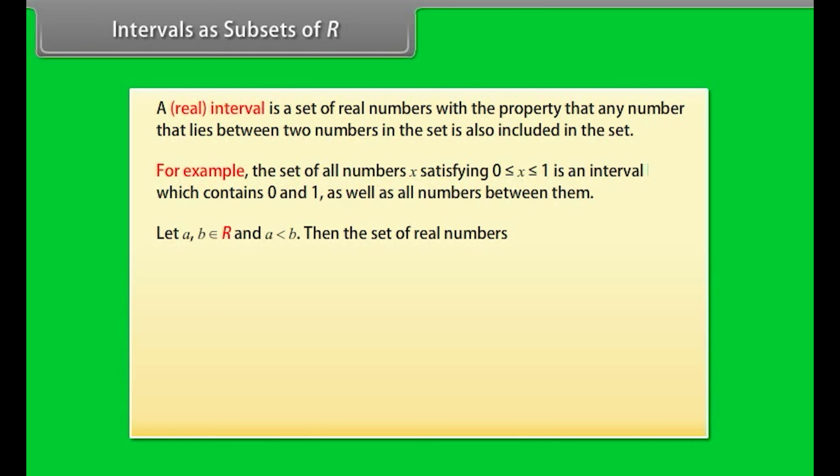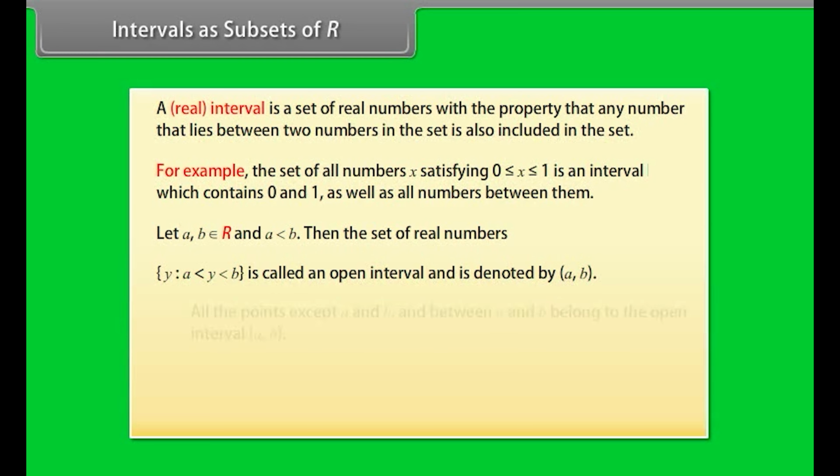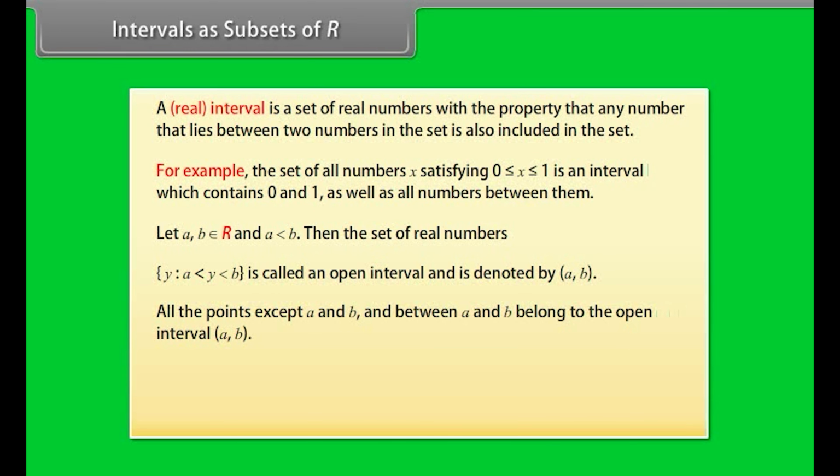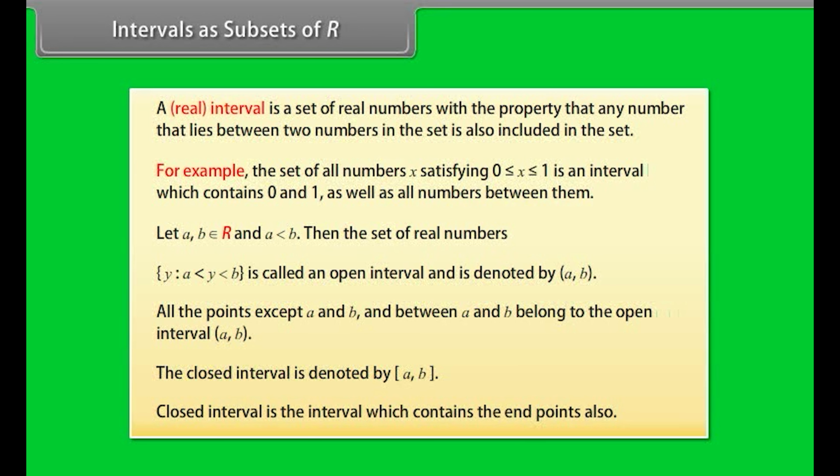Let A, B belong to R and A less than B. Then the set of real numbers y such that A is less than y is less than B is called an open interval and is denoted by (A, B). All the points except A and B and between A and B belong to the open interval (A, B). The closed interval is denoted by this symbol. Closed interval is the interval which contains the endpoints also.